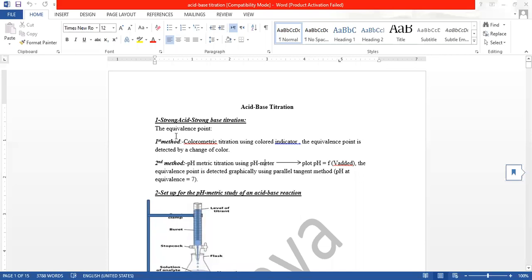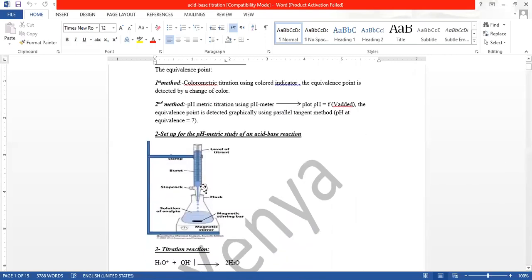by change of a color. This method is called colorimetric titration, or by using a pH meter, and this method we call pH metric titration. And the second method allows us to plot the curve pH as a function of the volume of acid or base added from the burette, and the equivalence point is detected by using the parallel tangent method. We talked about the setup of titration.